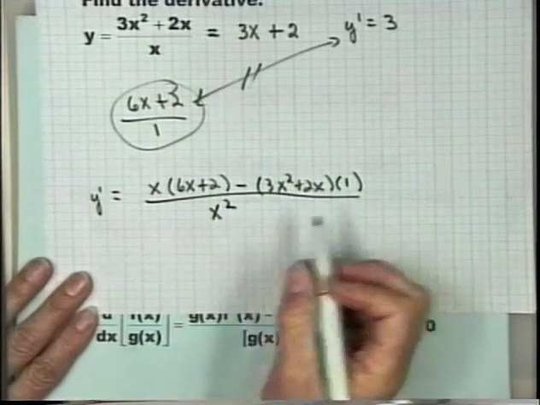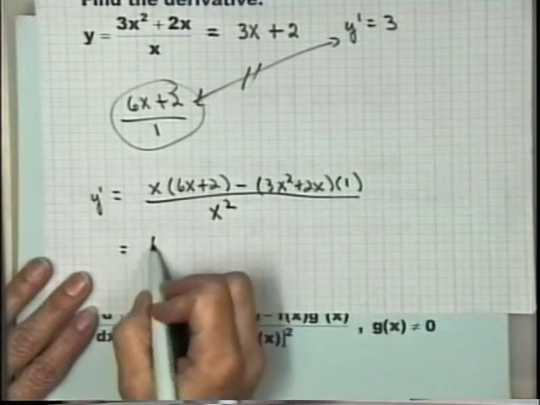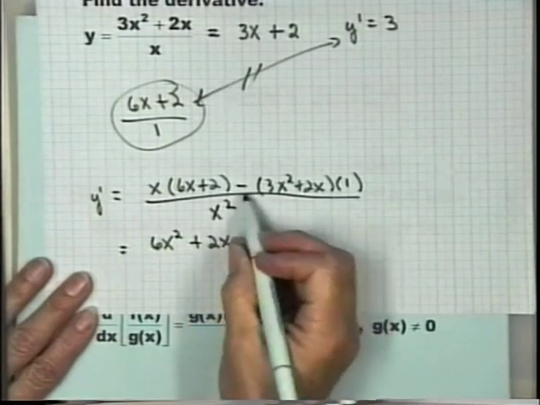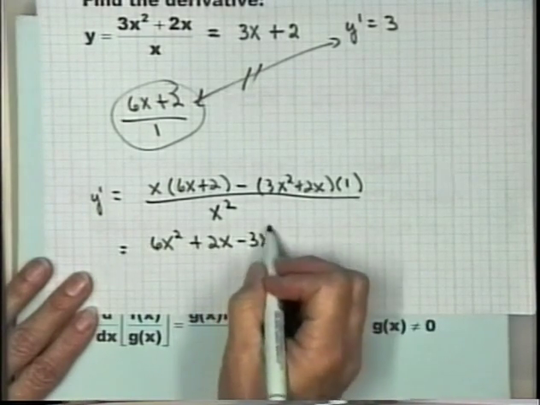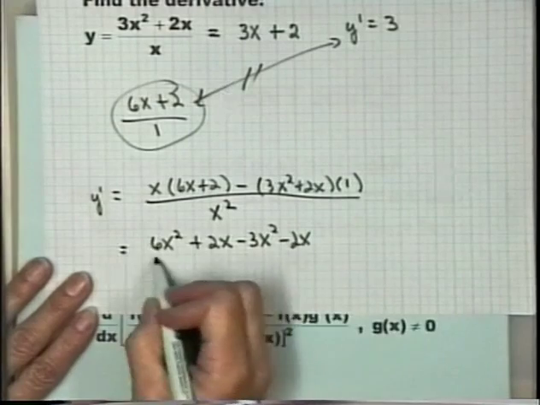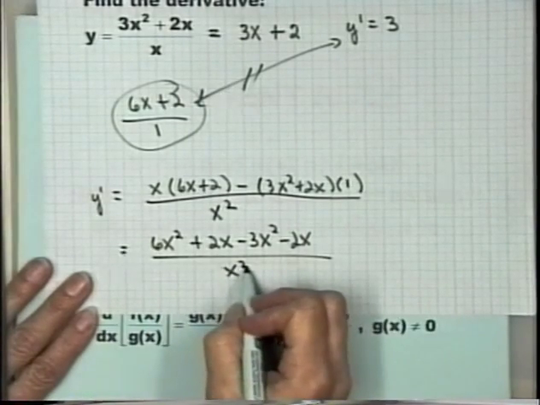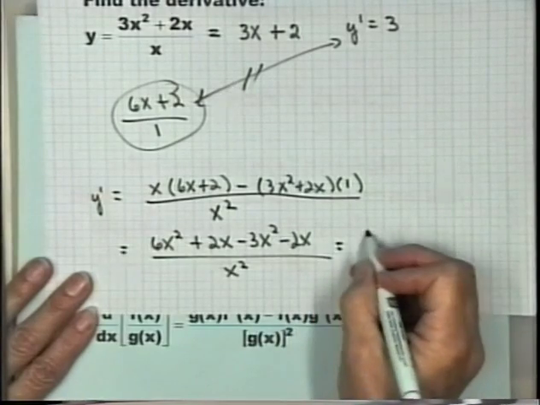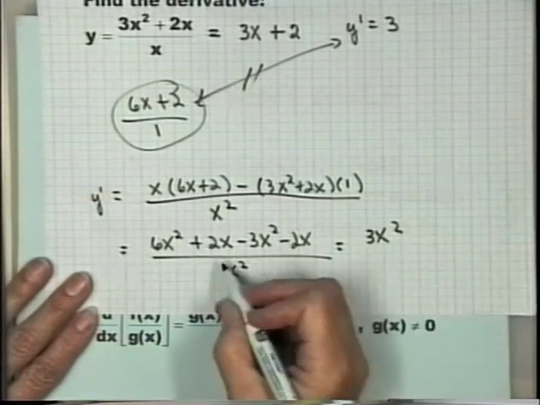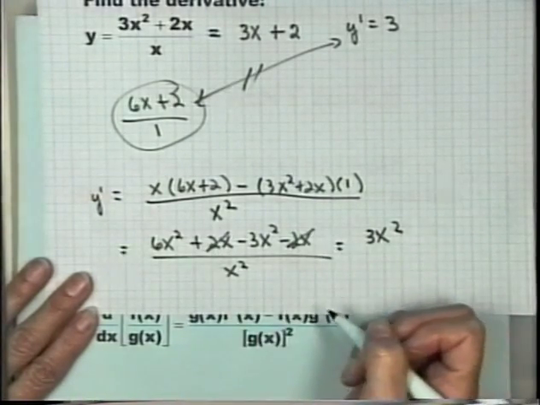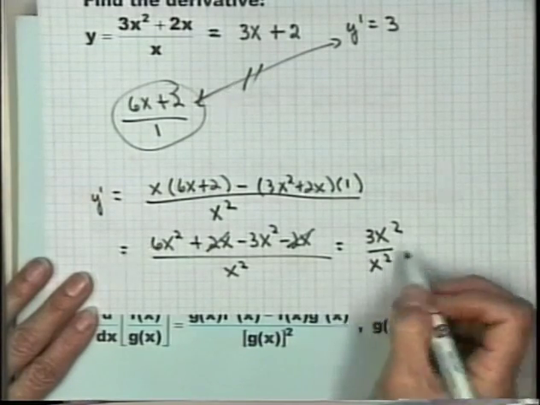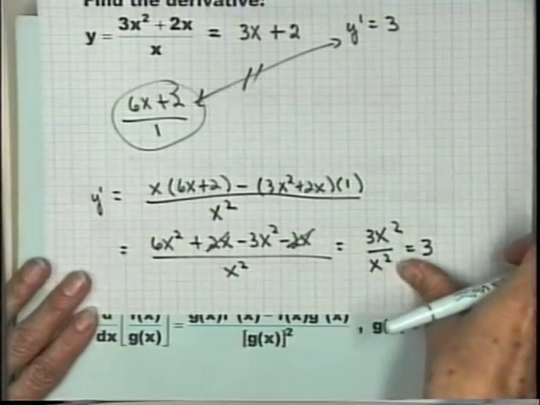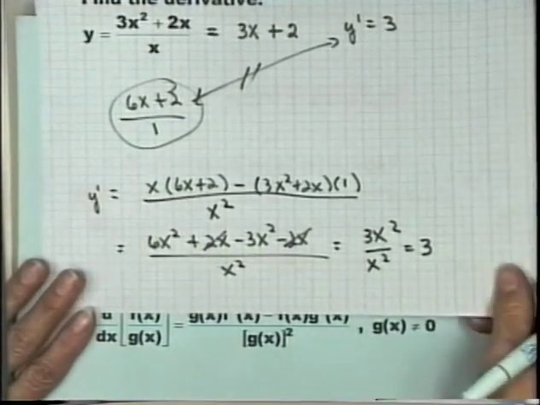Let's simplify this. I have 6x squared plus 2x, distributing my negative, minus 3x squared minus 2x, all divided by x squared. Well, 6x squared minus 3x squared is 3x squared. Notice the 2x minus 2x drops out. So we just have 3x squared over x squared, which is a 3, which gives us our correct answer.